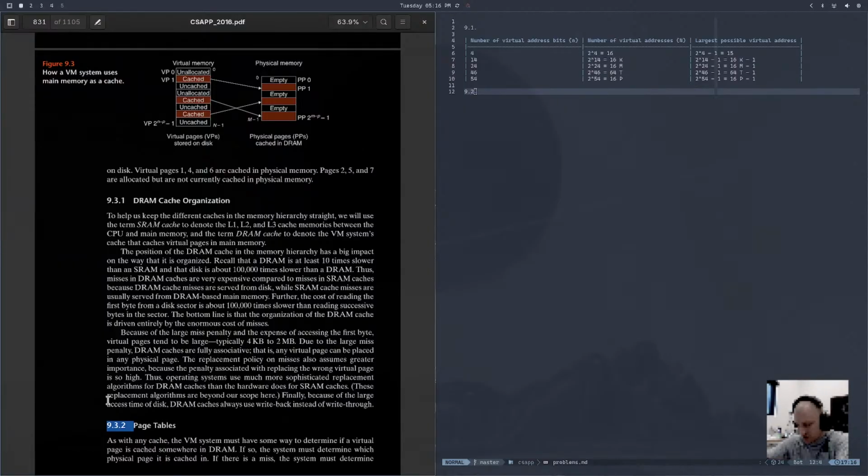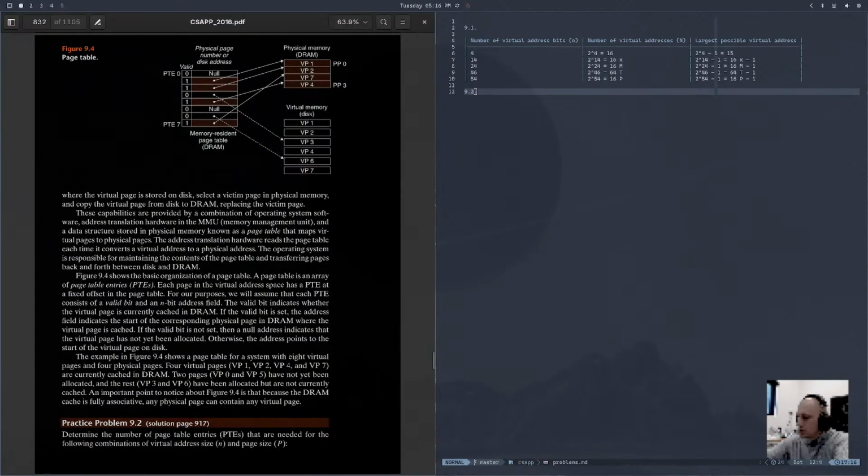Okay, page tables. As with any cache, the VM system must have some way to determine if a virtual page is cached somewhere in DRAM. If so, the system must determine which physical page it is cached in. If there is a miss, the system must determine where the virtual page is stored on disk, select the victim page in physical memory, and copy the virtual page from disk to DRAM, replacing the victim page.